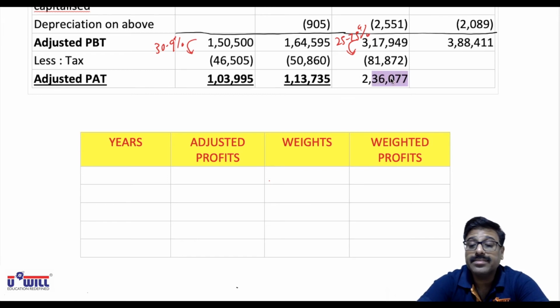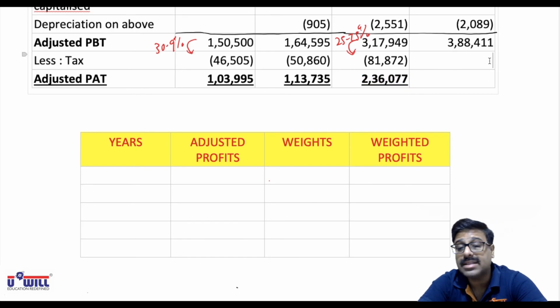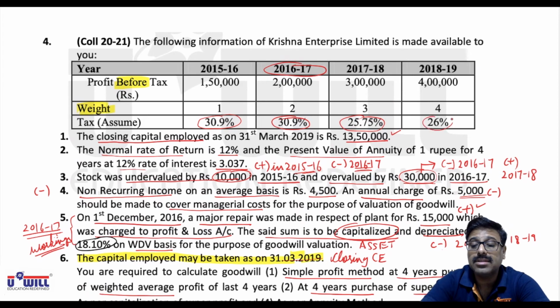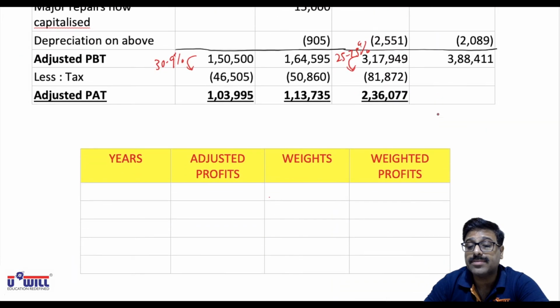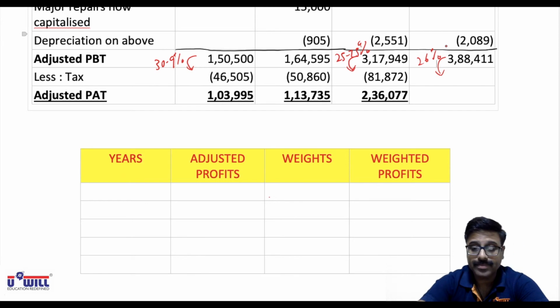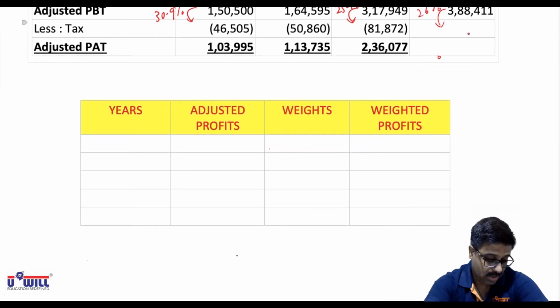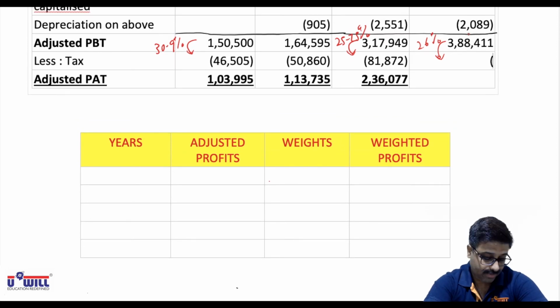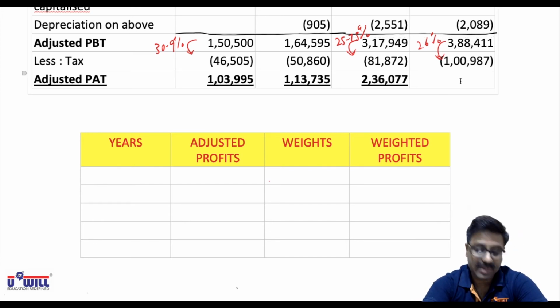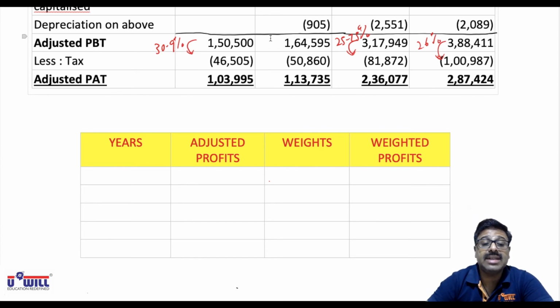Okay, and for the last year the rate is 26%. You all can see here, for the last year the rate is 26%. So here we will minus 26%. 388,411 into 26% comes to 100,986.8 means 987. Now that if we subtract, we'll get 287,424. Okay, so these are the adjusted profits after tax which we obtained.